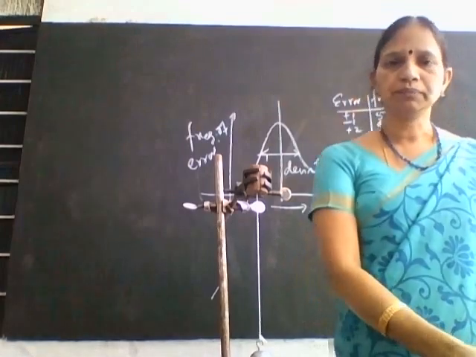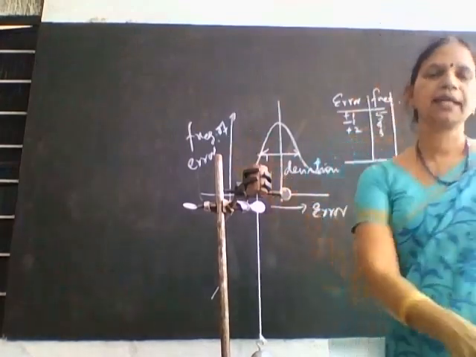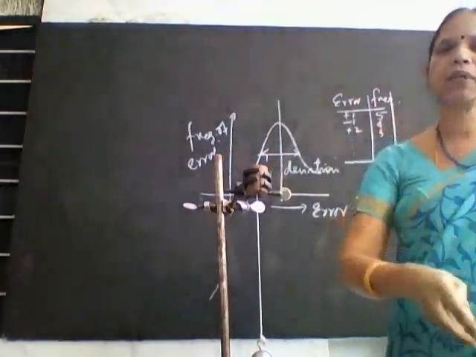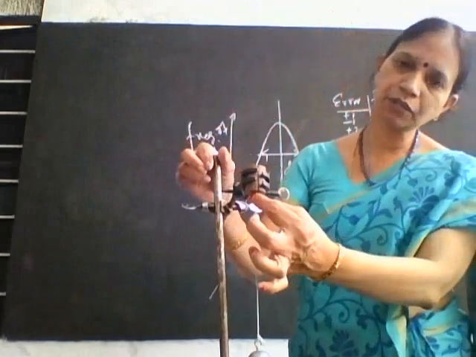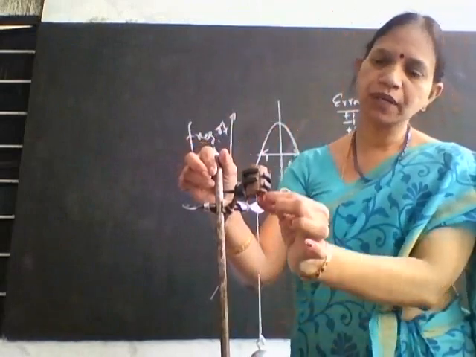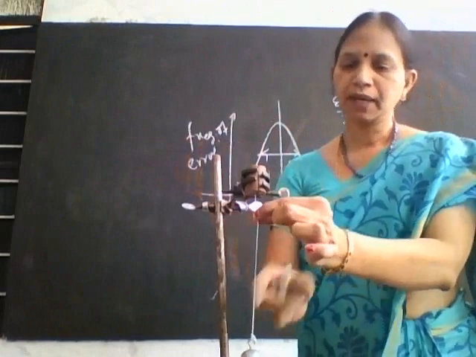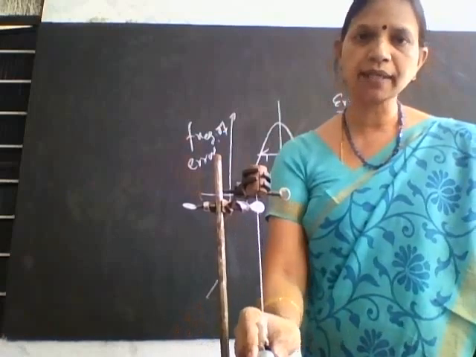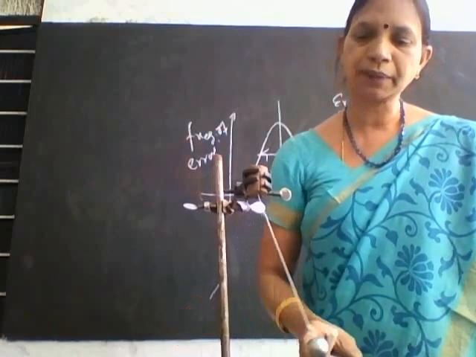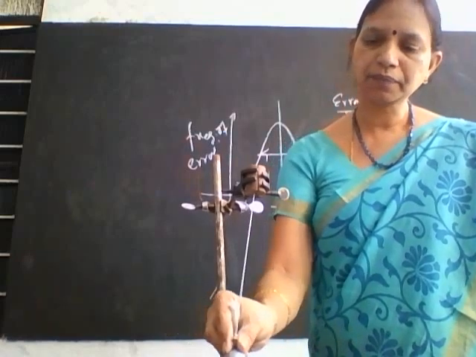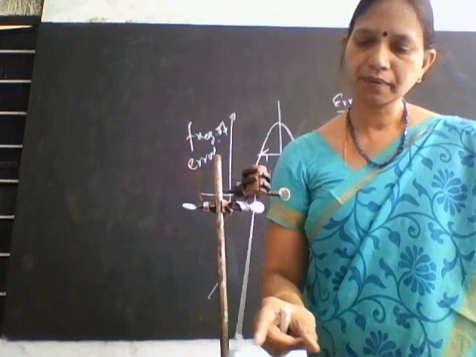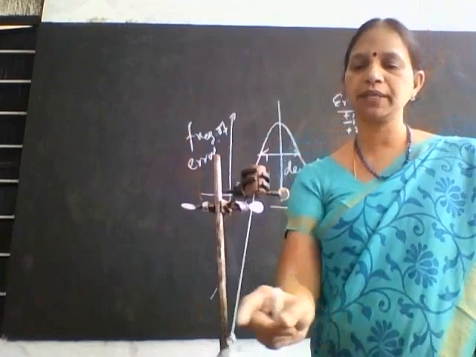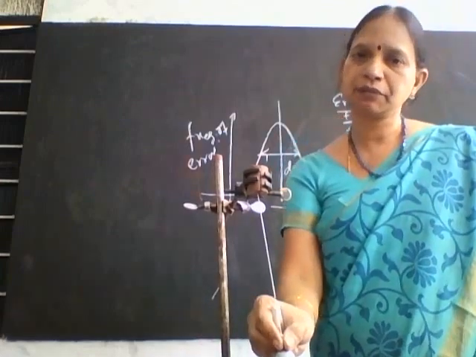So your tabular column is as it is. What is your tabular column? Length. Length will be measured from the point of suspension to the bob. You start from 5 centimeters. Make the bob oscillate. You know how to calculate the time? This is the starting position. Take it to one end and leave it. This is one, when it goes to the extreme other end and comes back. Like this, 20 oscillations. Find the time taken to complete 20 oscillations, divided by 20, that will give you the time period.